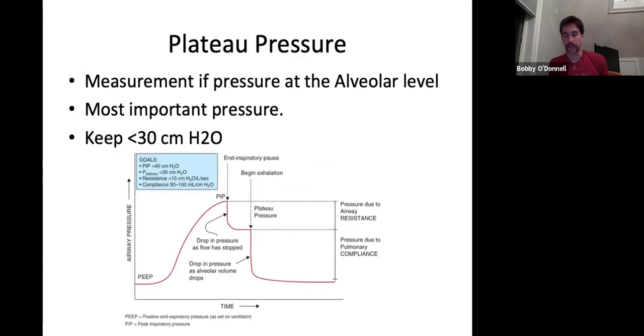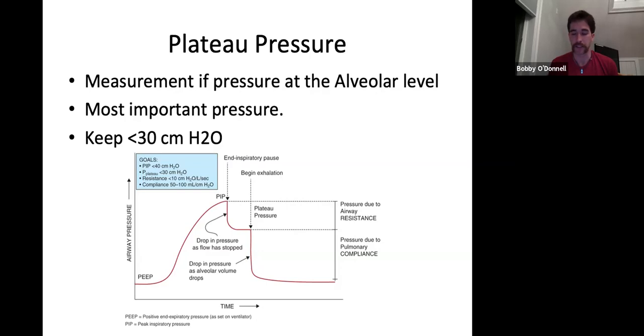And if you document, so plateau pressure is called P-plat. If you document a P-plat in your narrative, I will buy you a Dunkin' Donuts gift card. Like, I think it is that important. This isn't Stacy's money or Stuart's money. If I'm CQIing your vent report and you have a documented P-plat, I will buy you a Dunkin' Donuts gift card. Because this is a direct reflection of the alveolar health.